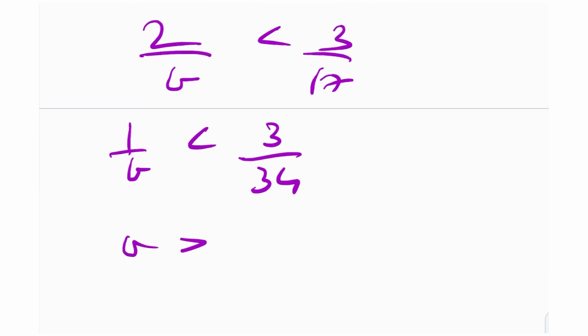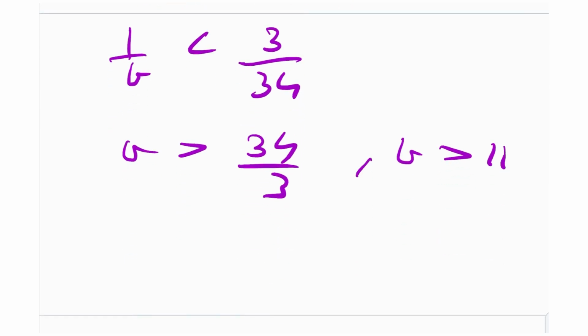So b is greater than 34 by 3. So b is greater than 11, like I said again, and therefore b is greater than or equal to 12. B is at least 12 or greater.